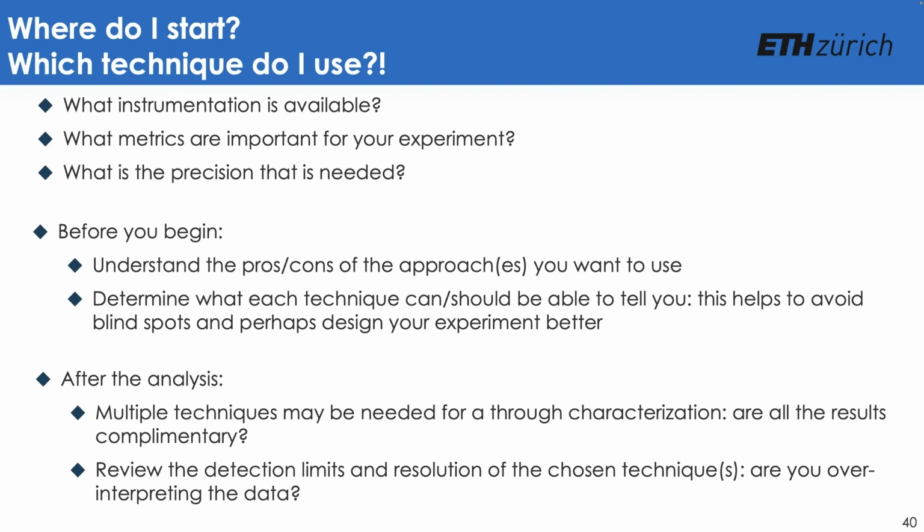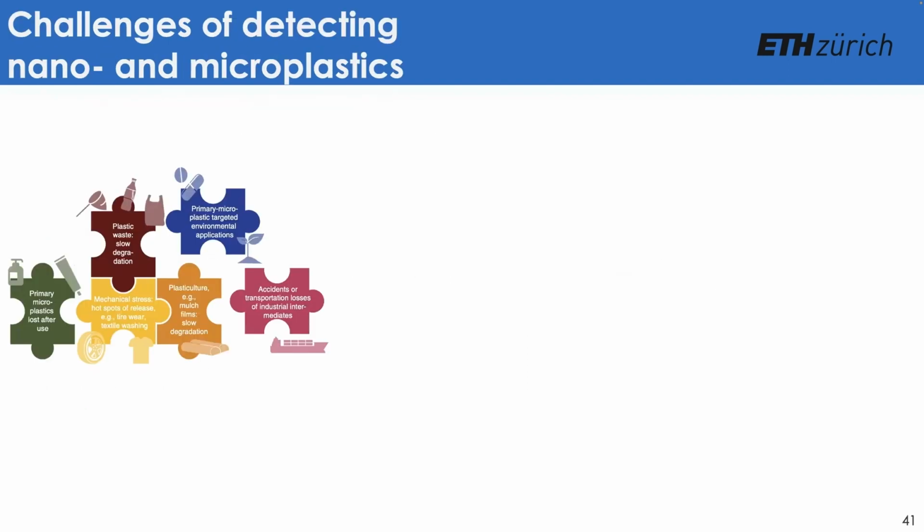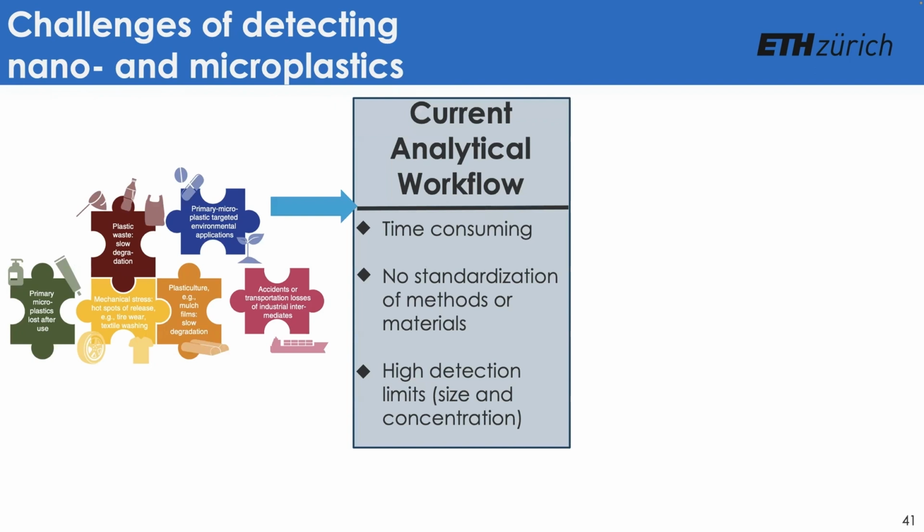So I think you may have recognized that as I was presenting a lot of the analytical tools, I said that there are some advantages, but many of them still had a long list of disadvantages. There are a lot of challenges in detecting nano and microplastics in environmental and biological samples. That's partially because of the heterogeneity of the different types of microplastics which are in the environment now, as well as the current analytical workflow. It's very time consuming. There's no standardization of materials or methods, and there are often high detection limits, both in terms of particle size and in the number concentration.